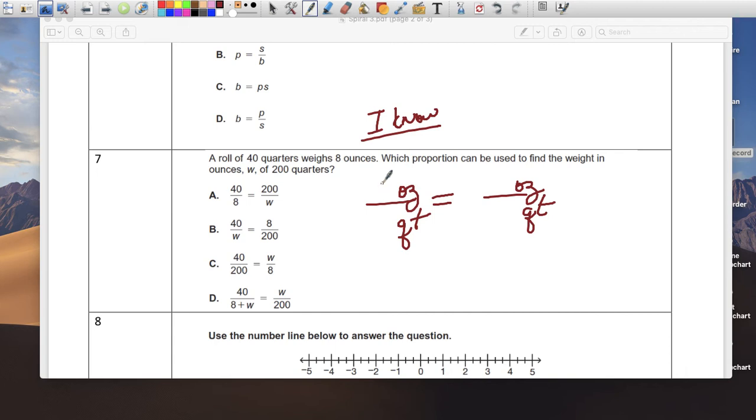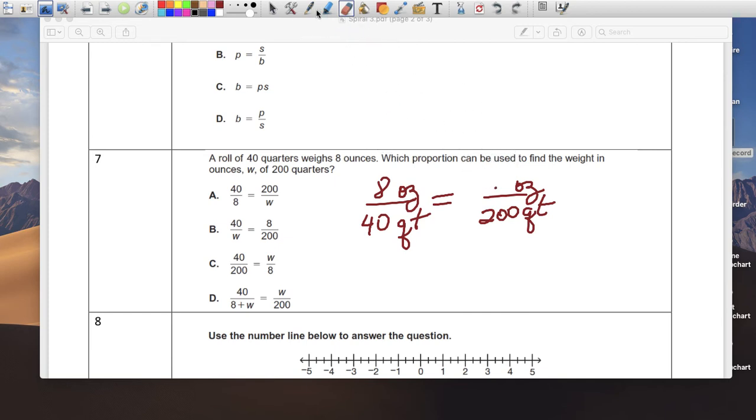So what I know here, and I'll put a column here, what I know. I know that if I had 8 ounces, it's the same thing as 40 quarters, right? That's 8 ounces. And on the other side, I'm trying to find the weight in ounces, so this is going to be something I don't know. And at the bottom here is 200 quarters. So if 8 ounces is the same as 40 quarters, how many ounces is 200 quarters?